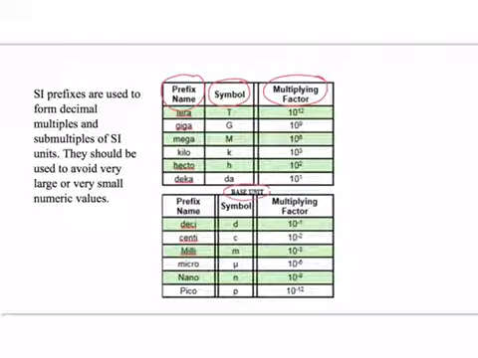The base unit is the one without any prefix. It may be meter, it may be gram or liter, etc. Now first let's go to the higher prefixes.